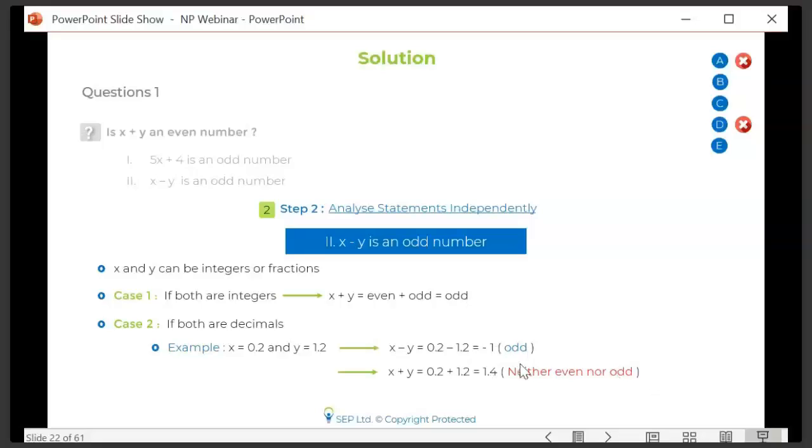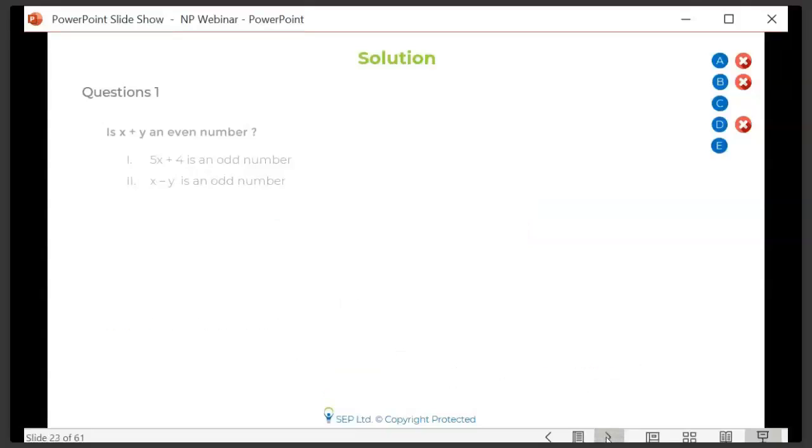Since you're getting two different answers, that is why you'll say that even statement 2 is not sufficient and your answer cannot be B. So I hope this is perfectly clear, guys, why you made the mistake while analyzing statement 2. Those of you who marked B as the answer, you only thought about case 1 and never thought about case 2. Okay.